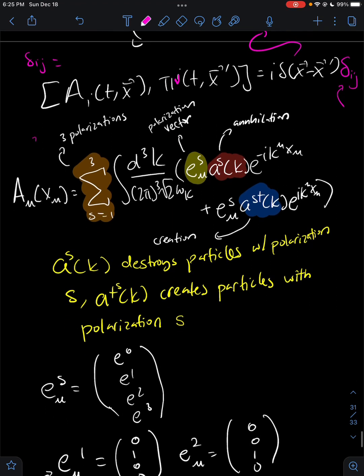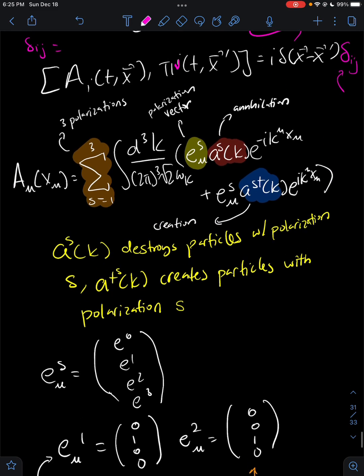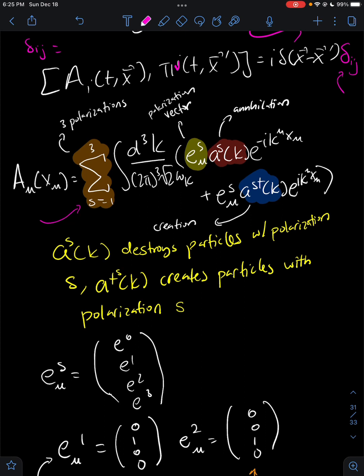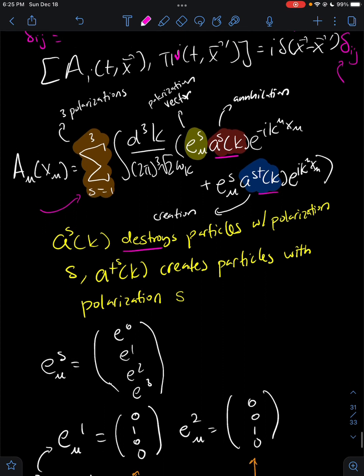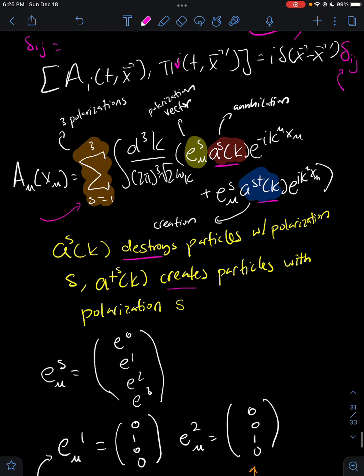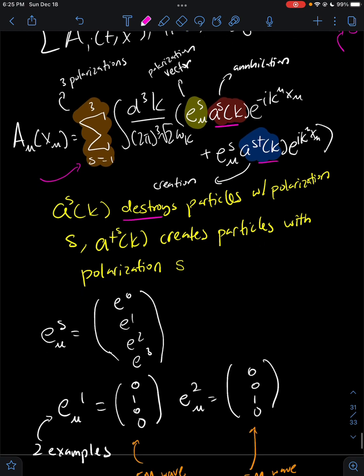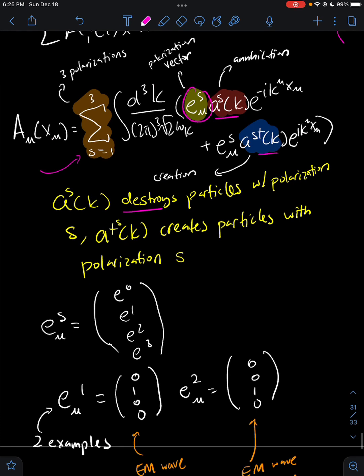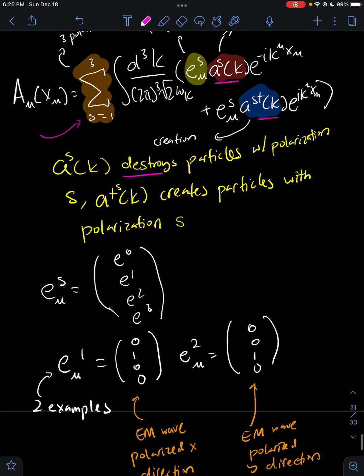So here we have written out the EM field for a massive field. We have to sum over the 3 polarizations. We have the same things as before. Like we saw before, A of k is going to destroy particles, and A conjugate of k is going to create particles. Here's an example. It can be confusing knowing the role of this epsilon over here. That's just telling us the polarization state.